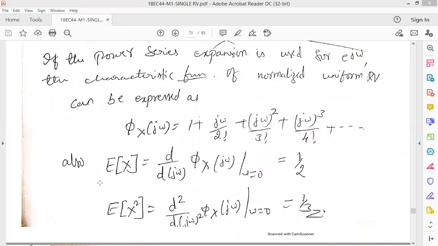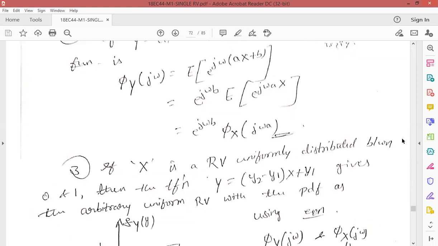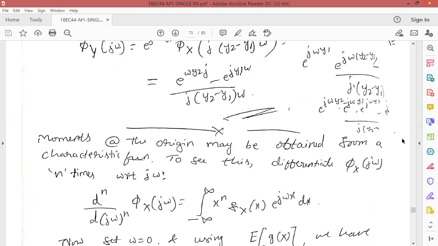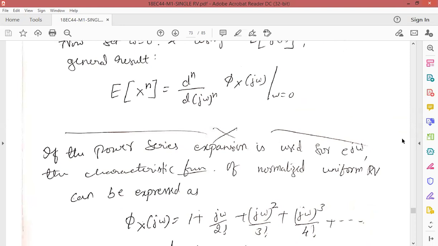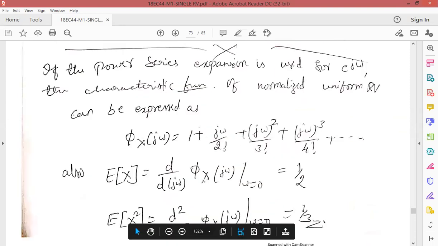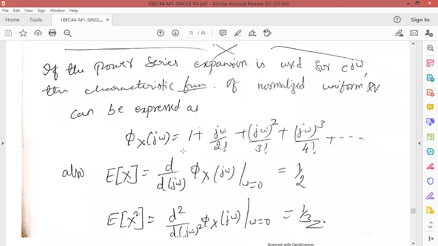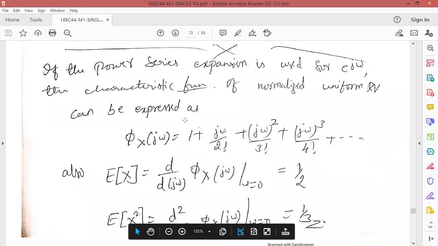Now for this we can apply the expectation operator. Expectation of x is equal to d by d(j omega), using the equation that we have seen above. So the same equation is going to be used here. Using that we can write the expectation of x as d by d(j omega) of phi x of j omega with omega equal to 0. Whatever characteristic function is given is going to be differentiated one time. Here you can see that n is 1.